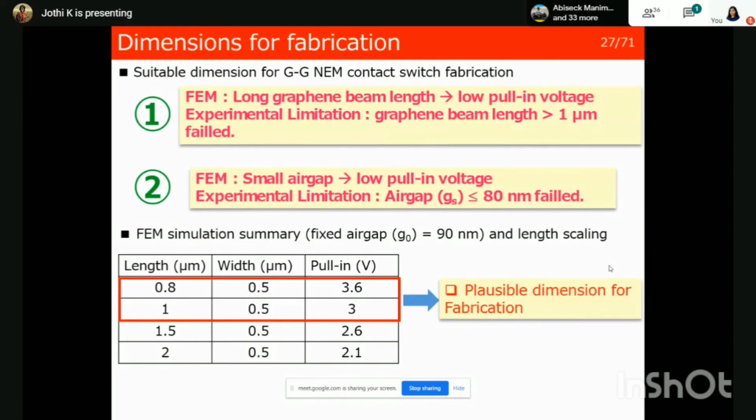Anyhow, now we have improved a little. Again, getting back to the slides. So we optimized the device dimension. We know what is the pull-in voltage that we can achieve. That's the thing here. Once we are done, then we can move on.